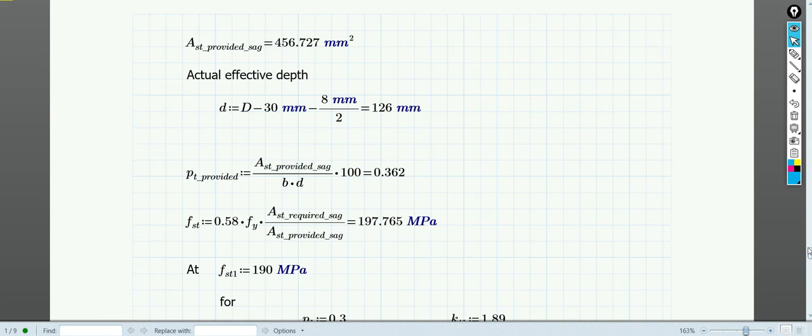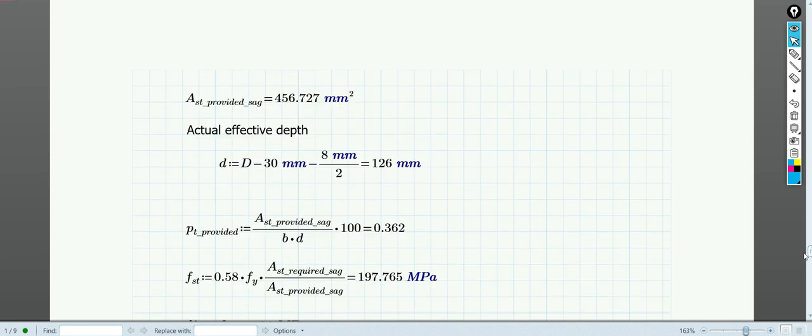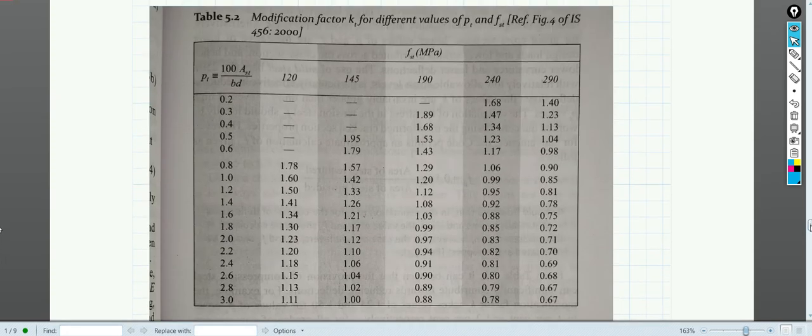So here we have to check for deflection. Here Ast provided is around 456, and the actual effective depth is 126 mm. So the percentage of steel provided is 0.362, and the fst is around 197.765. Exactly 197 is not available with us.